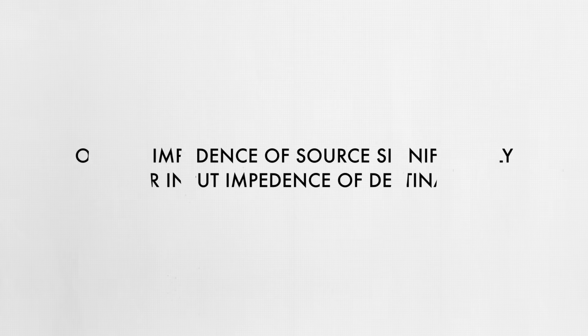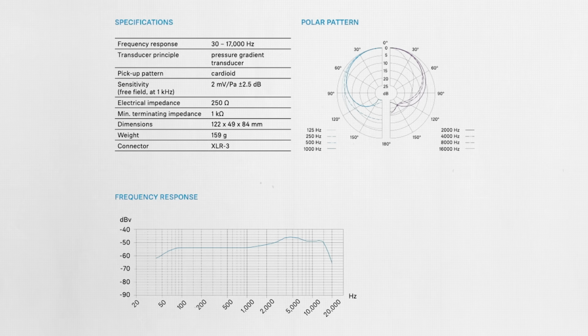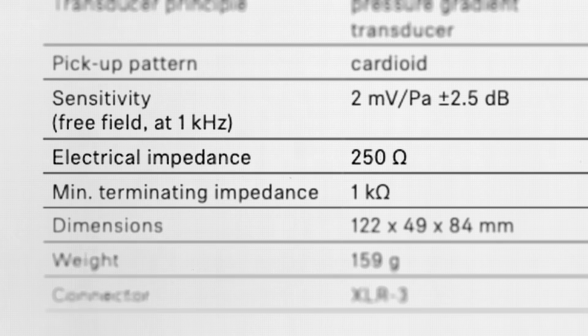The first thing to know is that we usually want the output impedance of the source to be significantly lower than the input impedance of the destination, 10 to 1 as a general rule. This microphone, for example, has an impedance of 250 ohms written in its specifications.